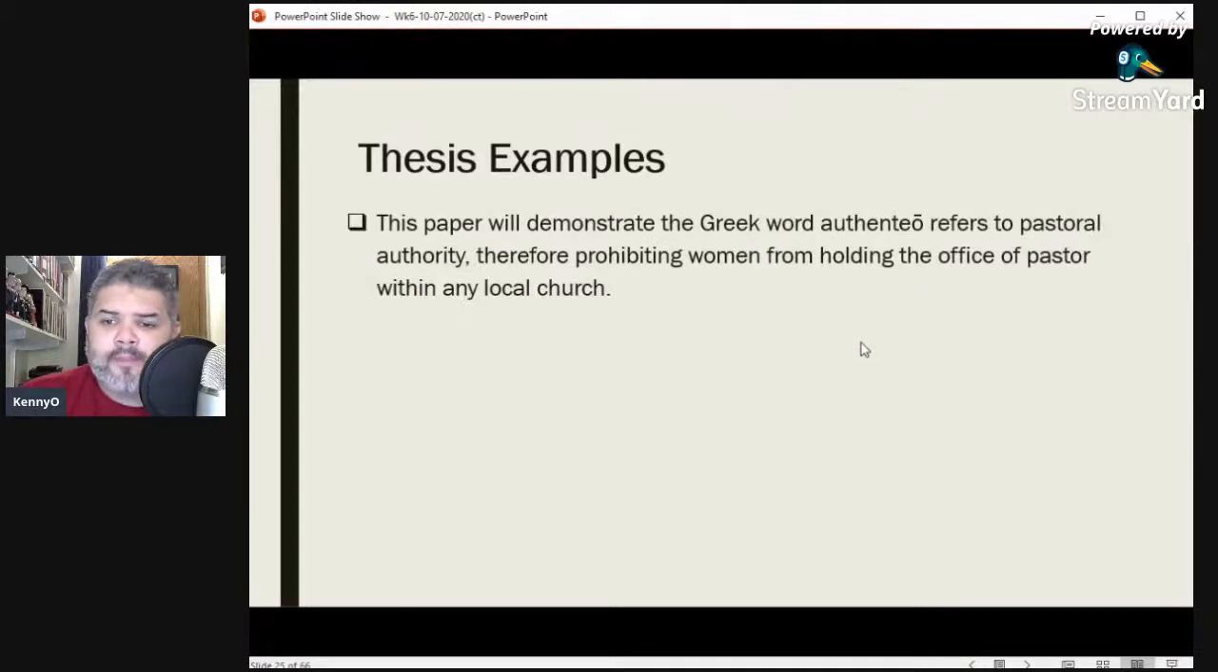It's pretty good. Here's another thesis statement. This paper will demonstrate that the Greek word authenteo, which is the Greek word that Paul uses in 1 Timothy chapter 2, refers to pastoral authority, therefore prohibiting women from holding the office of pastor within the local church. So Paul uses this Greek term authenteo. This paper was all about that particular Greek word, because it basically showed, if authenteo means X, women should not be allowed to be pastors. However, if authenteo means Z, women should be allowed to be pastors.